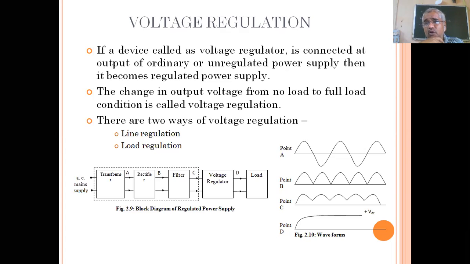Therefore, the next block is attached to the unregulated power supply, and that block is called as the voltage regulator. So what is the function of the voltage regulator? The function of the voltage regulator is to maintain constant output voltage irrespective of change in line voltage or change in load current.